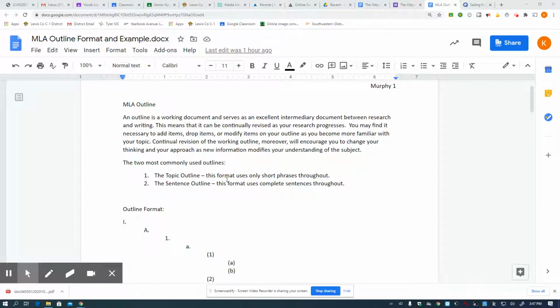So, there are two most commonly used outline formats. One is the topic outline. This one only uses short phrases for Roman numerals, letters, numbers, etc. Phrases, words, not complete sentences. The sentence outline: this format uses complete sentences throughout the document.